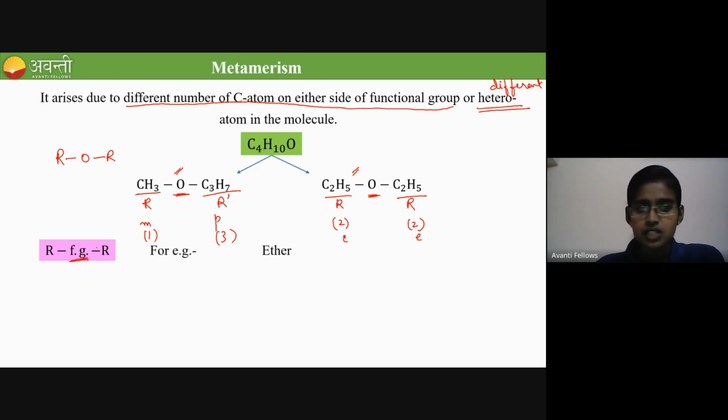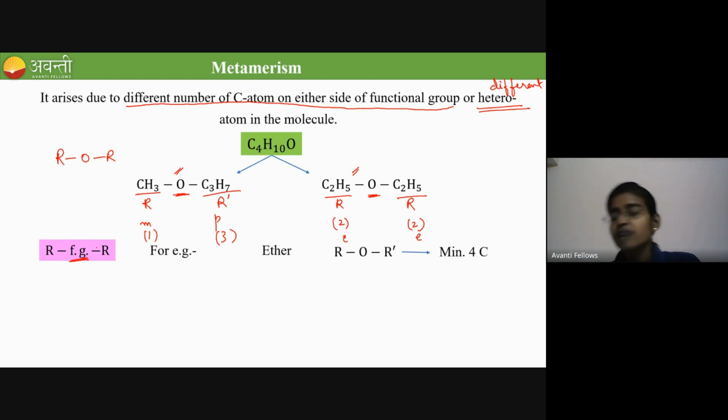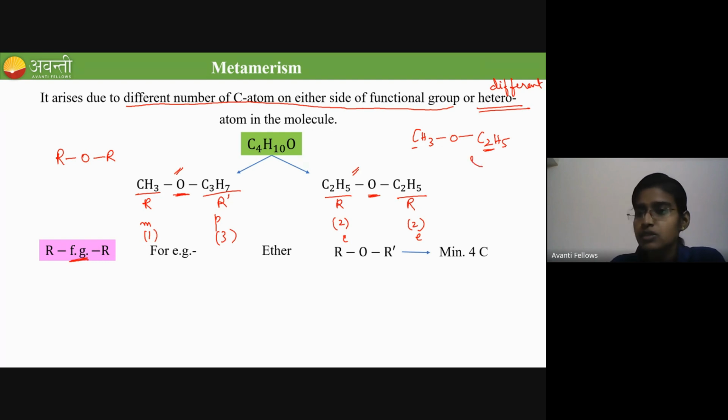Ether is the first group, and examples are on the screen. For a metamer, at least 4 carbons should be there in the compound. If you have a 3 carbon ether, then you cannot show metamerism. For example, if I have CH3OC2H5, here I have only 3 carbons in total, right? Will I be able to draw the other isomer for this compound? If I draw it, I can write C2H5O and CH3, right?